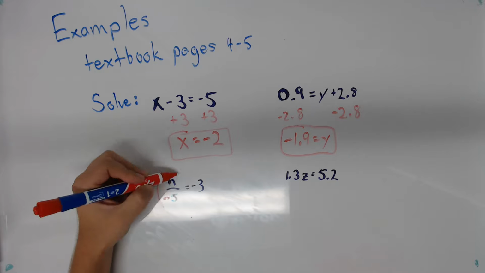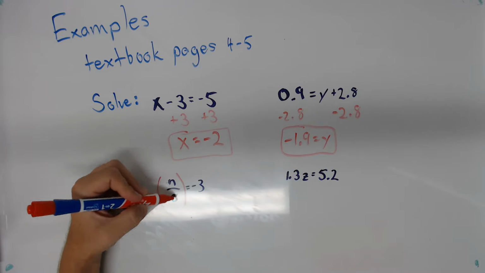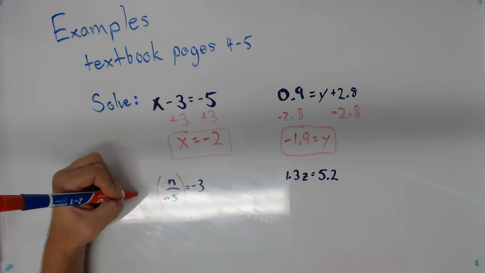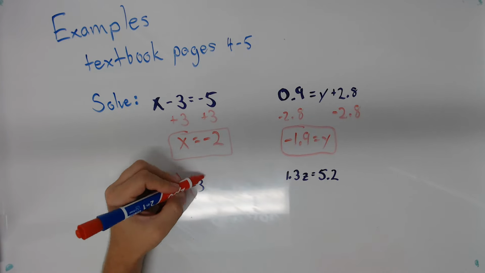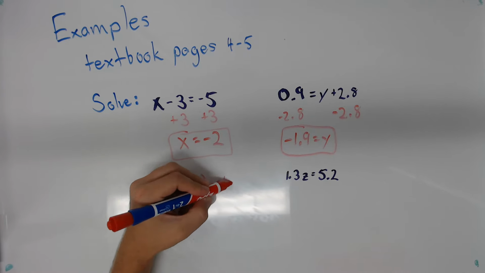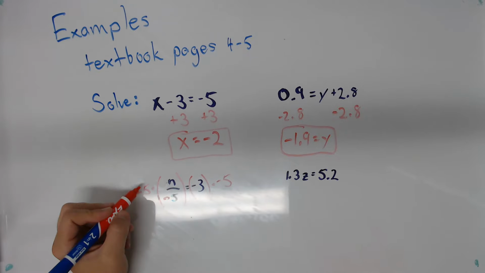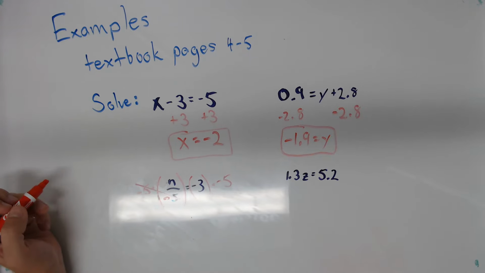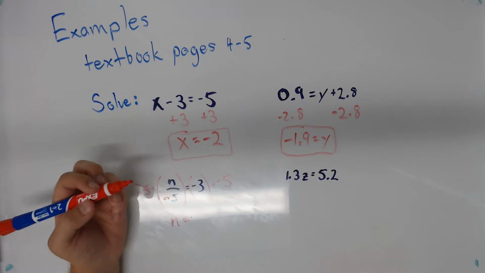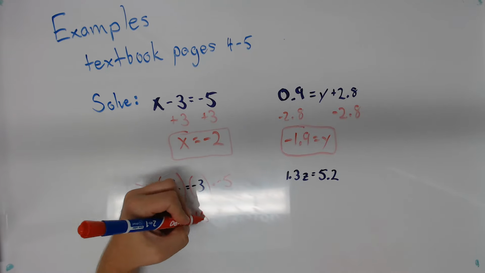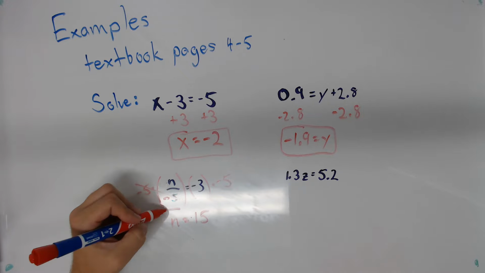And since n is divided by negative 5, you don't have to look at this like a fraction. You can look at it like division. If I multiply both sides by negative 5, that should get rid of that denominator. So n should be by itself now. Negative 3 times negative 5, negative times a negative is a positive, so I get a positive 15.